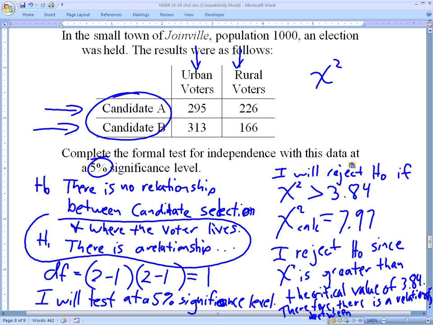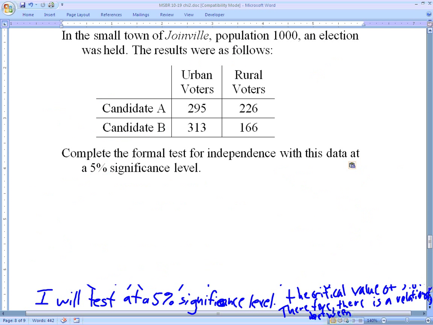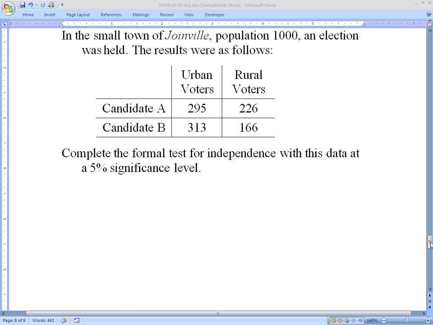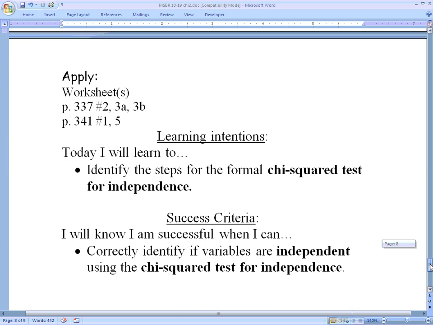I will give you a handout next class that will not only walk you through doing a formal test for independence, but it will also, on the back, have those rules that I just went through on the previous slide. So in the book, we have a few problems that you could look at as well on page 337 and 341. And I will get you a worksheet for next time.